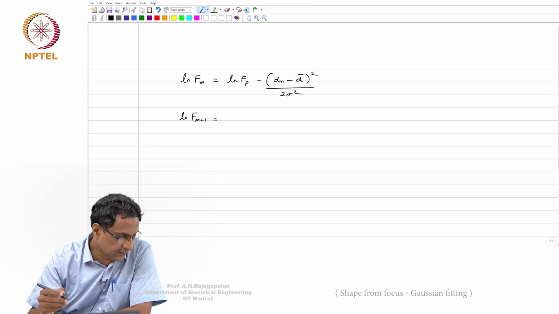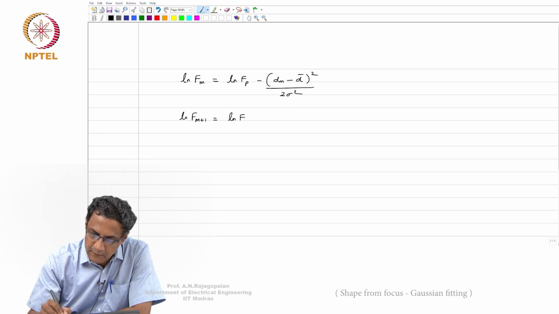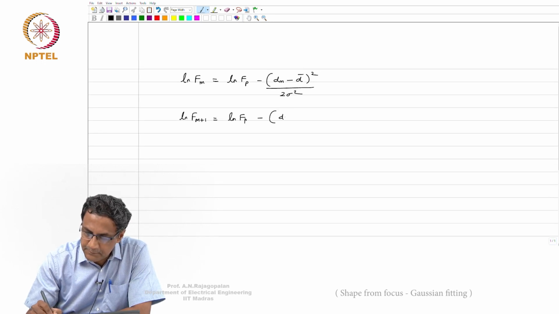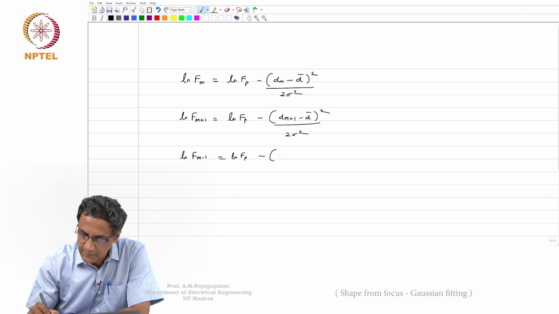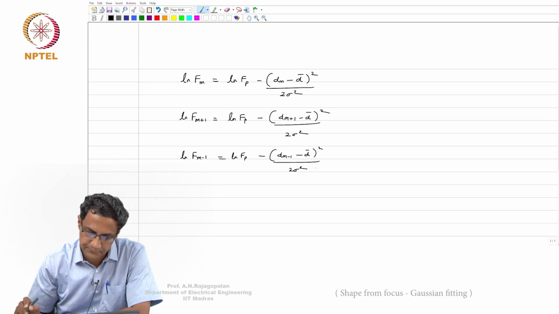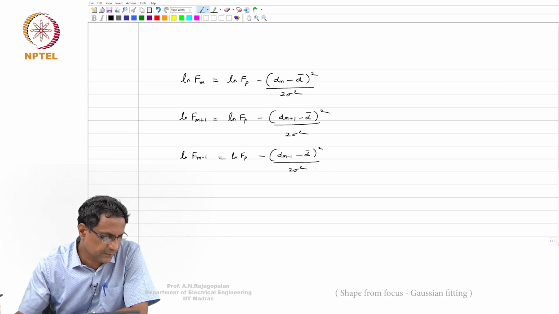Okay. So ln of fm plus 1 is again ln of fp minus dm plus 1 minus d bar by 2 sigma square, and then finally ln of fm minus 1 is equal to ln of fp minus dm minus 1 minus d bar the whole square by 2 sigma square. Okay, and then we'll just do a small manipulation here.